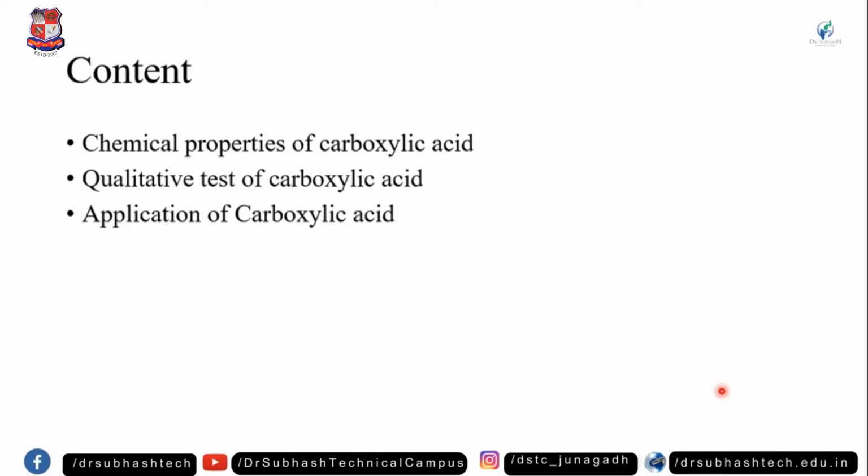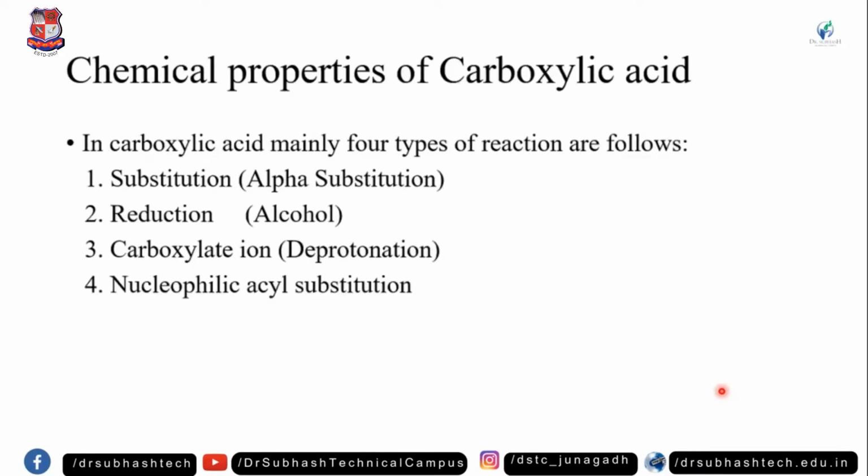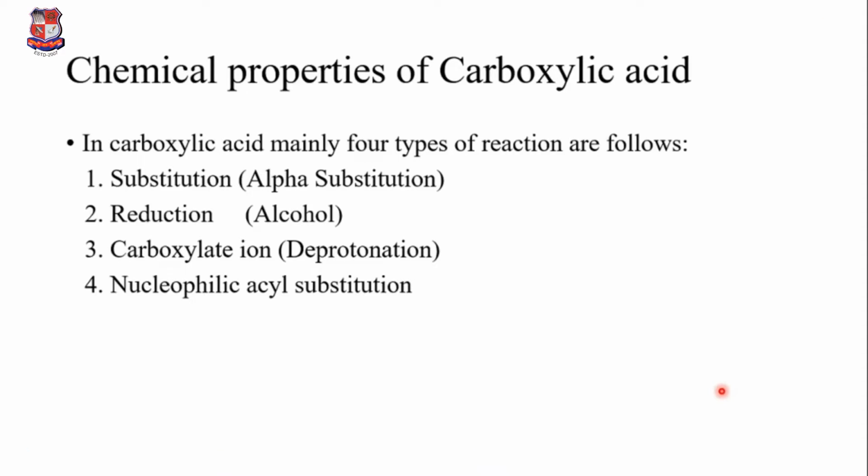In the chemical properties or chemical reactions of carboxylic acid, mainly four reactions follow. First is the substitution reaction, then the reduction reaction, carboxylate ion formation reaction, and nucleophilic acyl substitution reaction. Substitution reaction follows at the alpha position, reduction reaction mainly gives alcohol, the carboxylate ion reaction is only a deprotonation reaction, and the nucleophilic acyl substitution reaction is also called the nucleophilic substitution reaction.